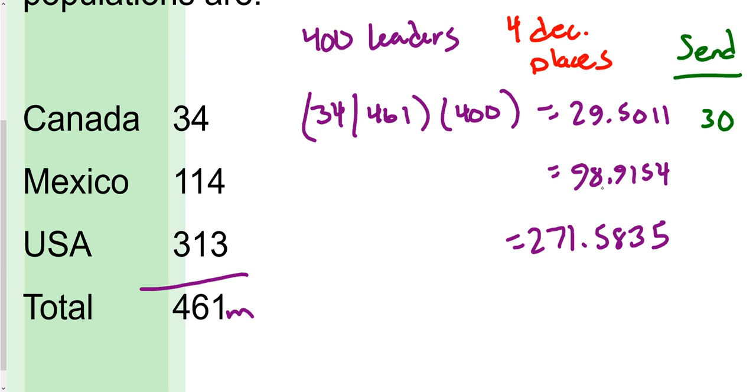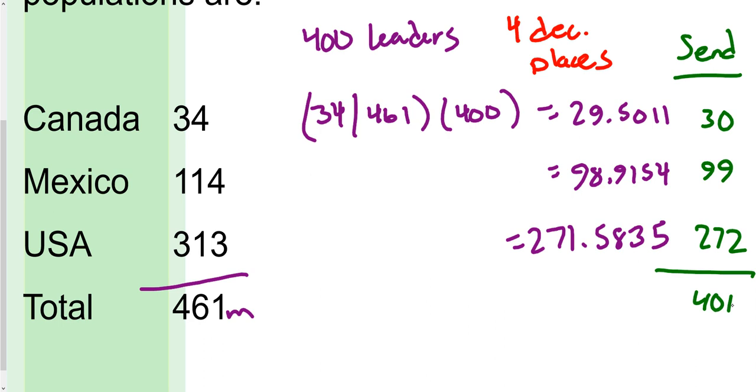What about Mexico? 98.91. Well, that's almost 99. Let's send 99. That's very close. 271.5835 for the USA. Let's send 272. And when I add that up, I get, oh no, 401.